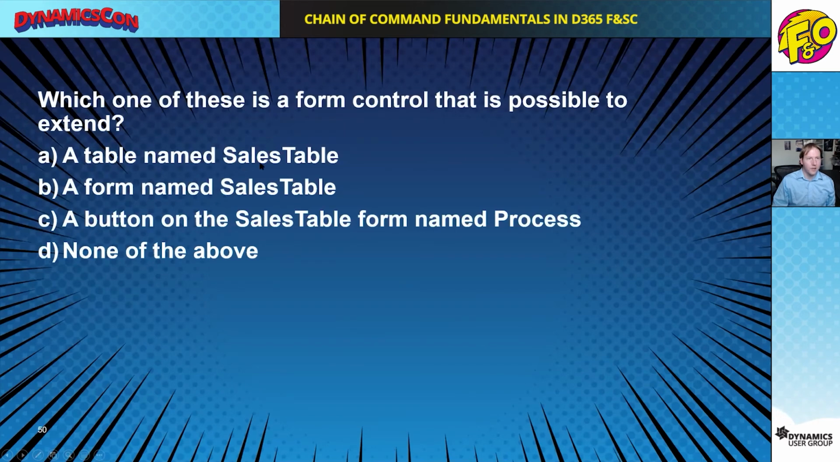A table named sales table, a form named sales table, a button on the sales table, form named process. So this is the only one that's actually a form control. So a bit of a trick question here, this C option.